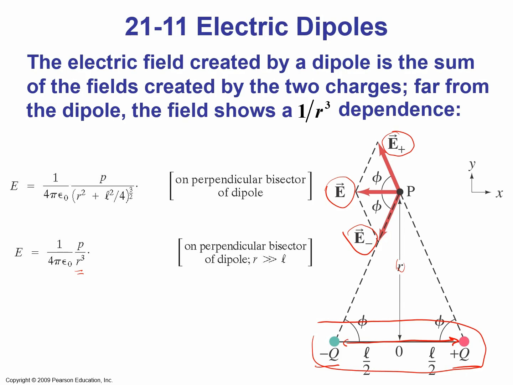So if we look at a point on the perpendicular bisector of the dipole, the electric field is defined as 1 over 4 pi epsilon naught times P, the dipole moment of the charges, divided by r squared plus L squared over 4, to the power 3 halves. And if the distance from the point P is much larger than the separation between the charges L, we can neglect L with respect to r, and we have the electric field equal to 1 over 4 pi epsilon naught times P divided by r cubed.